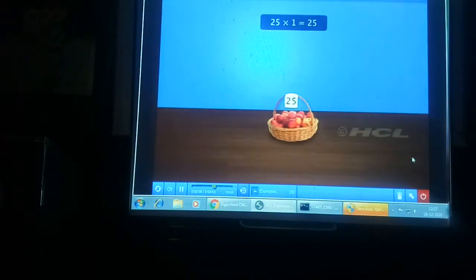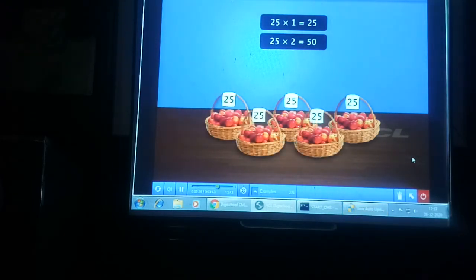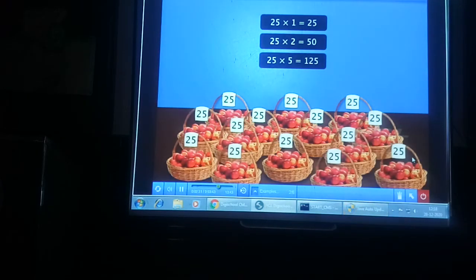A basket contains 25 apples. Now, how can we represent the number of apples in terms of baskets? Let's see. If the number of baskets was 2, the number of apples would be 50. Similarly, if the number of baskets was 5, the number of apples would be 125. As the number of baskets is variable and unknown, we can represent it with a variable such as s. Thus, we can represent the number of apples in terms of baskets as 25 times s.